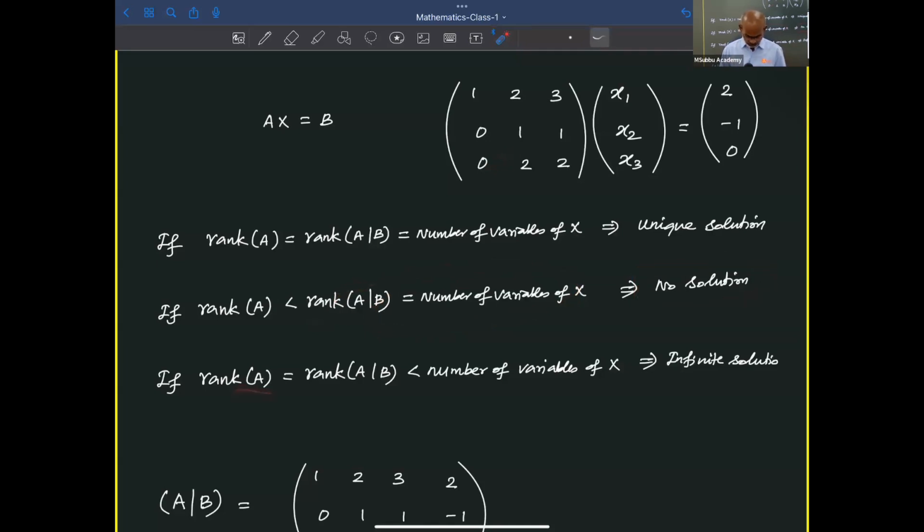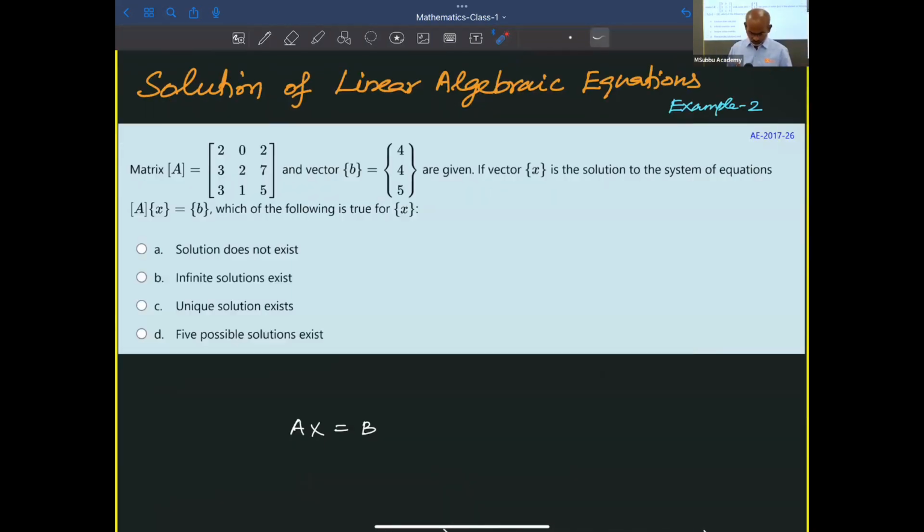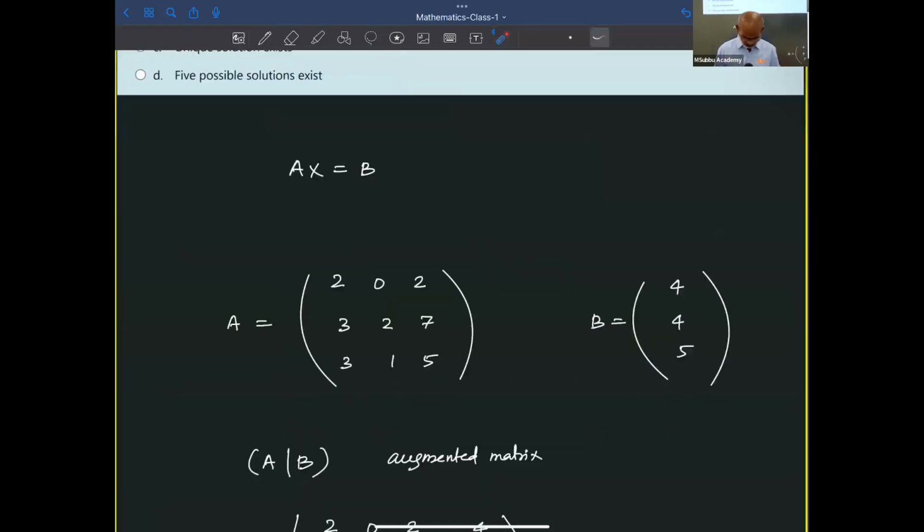Suppose the ranks are still equal, but they are less than the number of variables. In that case, you'll be getting infinite solutions. Maybe one of the things you can keep as a parameter, according to which the other two variables can be set. So you'll have infinite solutions. So unique solution, infinite solutions, that is something, whereas this is no solution, that means inconsistent equations. Only this thing.